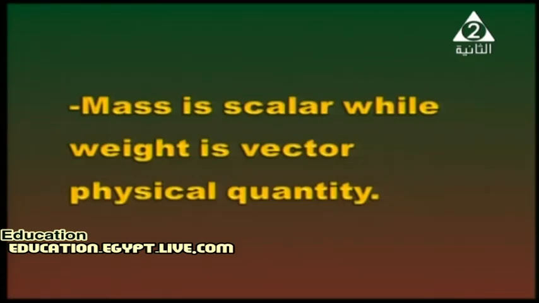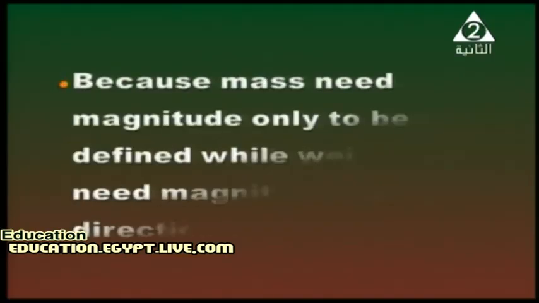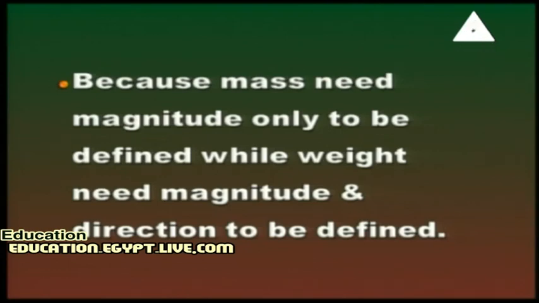Mass is a scalar physical quantity, while weight is a vector physical quantity. Why is mass scalar? Because mass needs magnitude only to be defined, like any scalar physical quantity, while weight needs magnitude and direction to be defined, like many vector physical quantities.